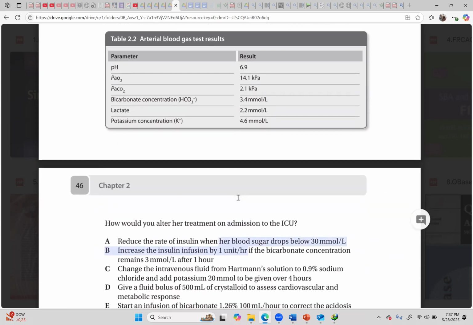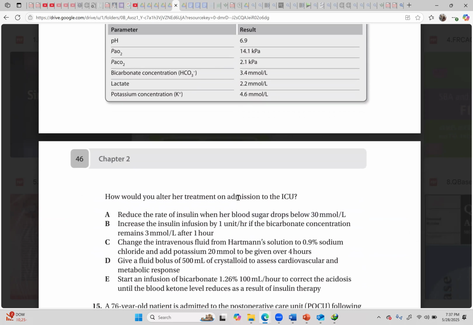So how would you alter her treatment or admission? Reduce the rate of insulin when her blood sugar drops below 30 millimole per liter. Increase insulin infusion by 1 unit per hour if bicarbonate concentration remains 3 millimole per liter after 1 hour. Change the IV fluid from Hartmann's to 0.9% and add potassium to be given over 4 hours. Give a bolus of 500 ml crystalloid to assess cardiovascular and metabolic response. Start an infusion of bicarb.